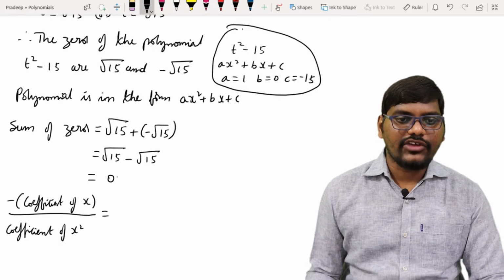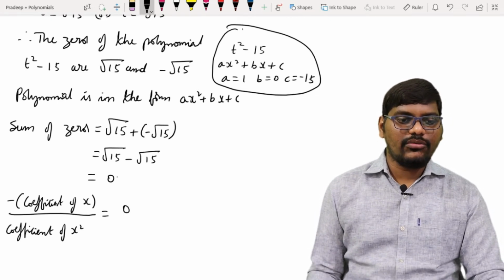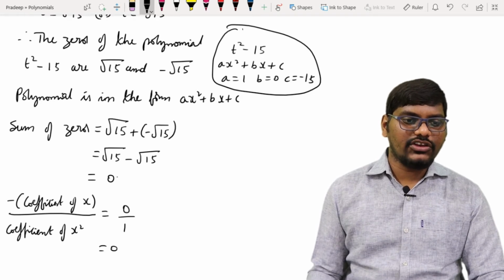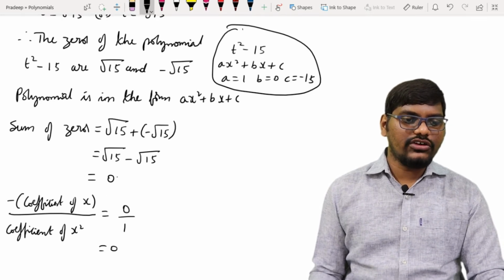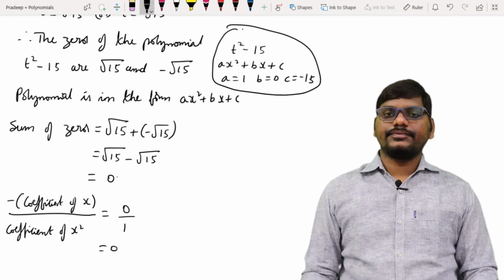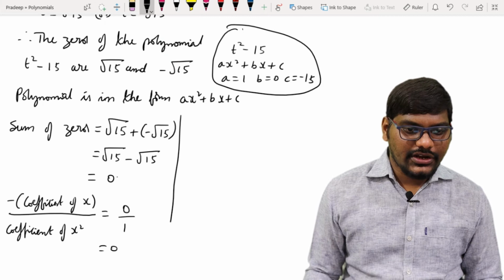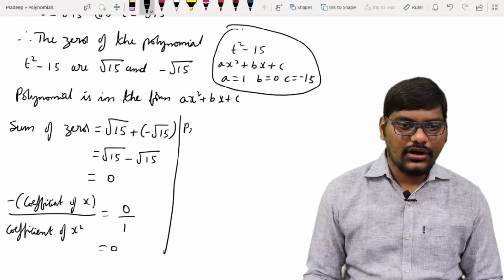So the coefficient of x, in the sense there is no value, so 0 by the coefficient of x square, which is 1. So 0 by 1 is 0. So here also the sum of zeros is 0. So let's do the product of zeros also. So I can write here product of zeros.